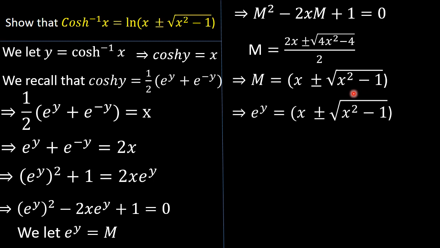Good, guys, but keep in mind that this m here was what? E raised to the power y. So we simply put back, we have e raised to the power y equal to x plus or minus the square root of x squared minus 1.